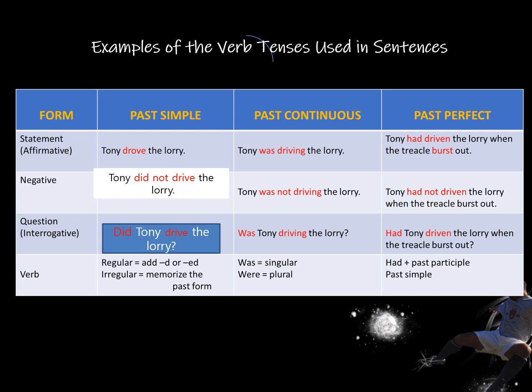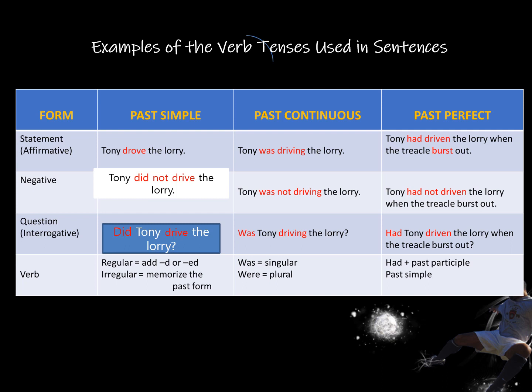And if you wish to have it in a question form in the past continuous, then we simply put the helping verb at the beginning of the sentence, followed by the subject. So we have, was Tony driving the lorry? As I said a while ago, the helping verb was is for a singular subject, while were is for the plural subject.